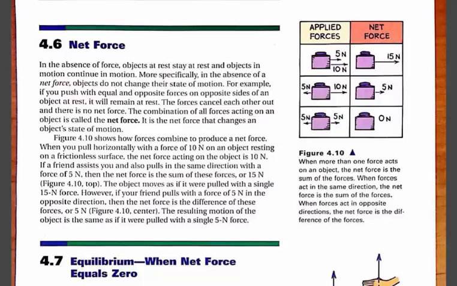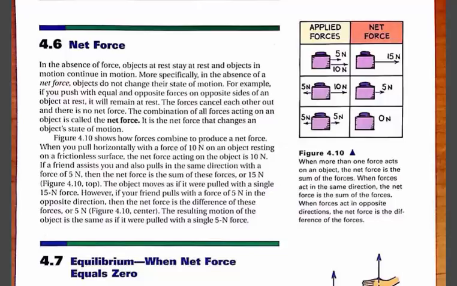When you pull horizontally with a force of 10 newtons on an object resting on a frictionless surface, the net force acting on the object is 10 newtons. If a friend assists you and also pulls in the same direction with a force of 5 newtons, then the net force is the sum of these two forces, or 15 newtons. Figure 4.10 on top. The object moves as if it were pulled with a single 15 newton force.